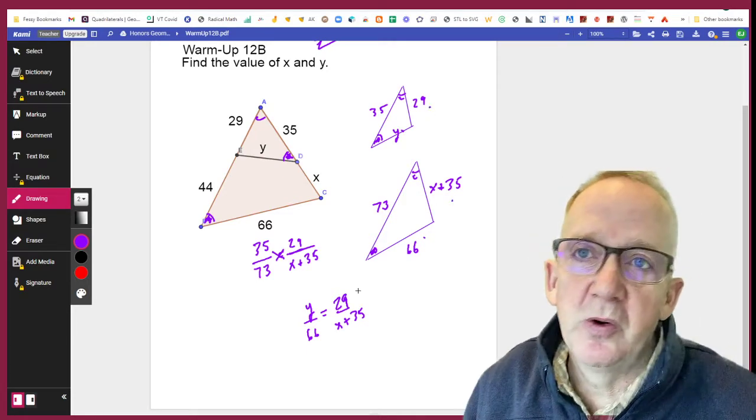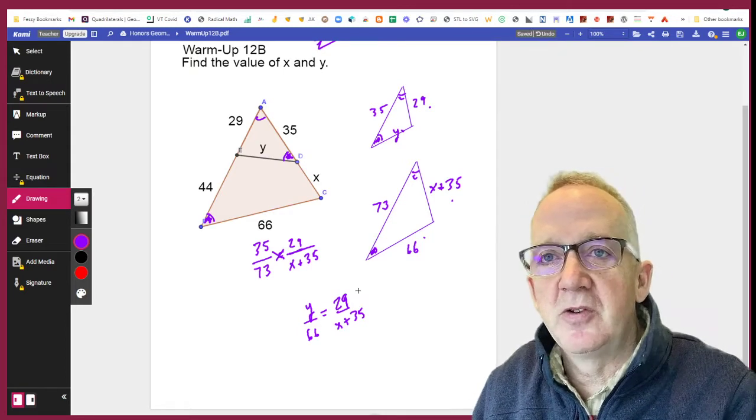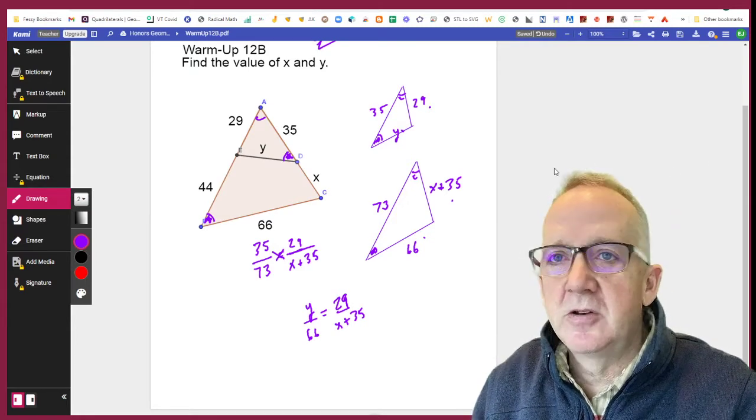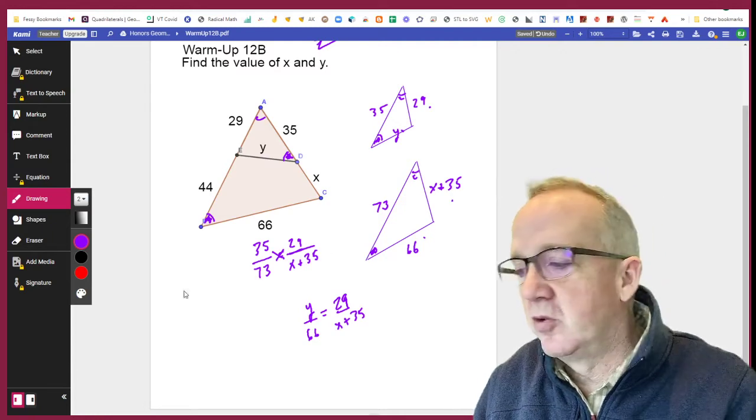Those are not the only proportions. That's the thing about similarity. There are lots of correct proportions, but also some incorrect proportions. So I hope that's helpful in terms of the setup. In terms of redrawing, always think of redrawing. Okay?